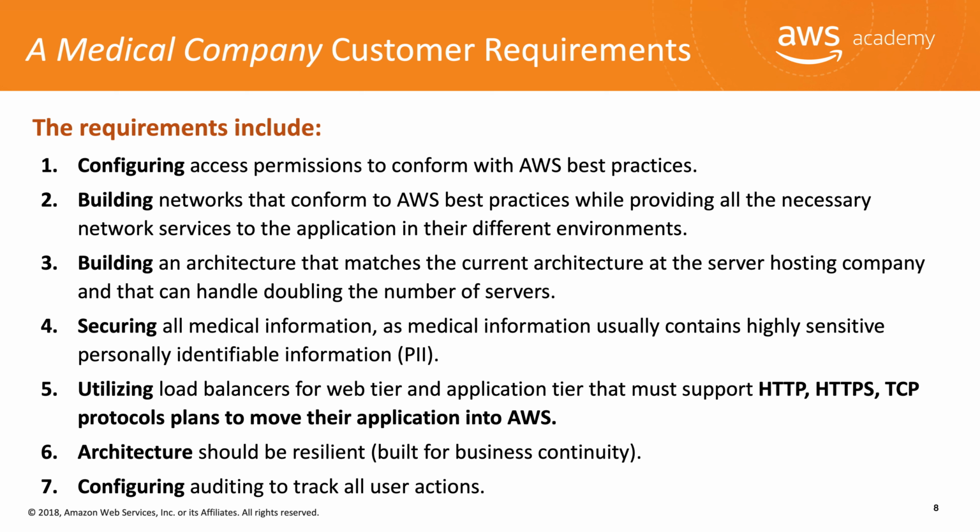We need to ensure the security. And also we need to utilize load balancers for the web tier and application tier that must support HTTP, HTTPS, and TCP protocols, as they plan to move their application into AWS. And also the architecture should be resilient. That means we need to be fault tolerant. Even if some servers are down, the customers can feel nothing happened. And also we need to configure auditing to track all user actions. Okay, these are the requirements.